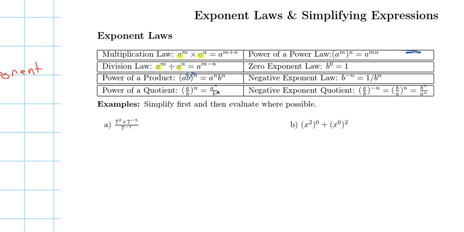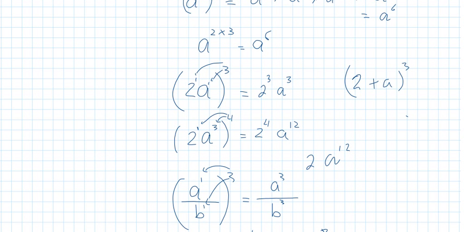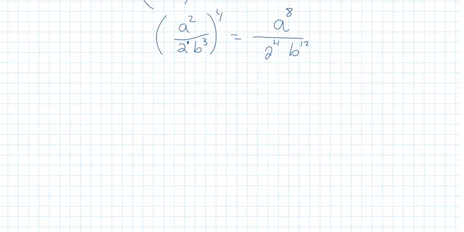we've done 1, 2, 3, 4, 5. Now we're going to the zero exponent law. The zero exponent law says that anything to the power of 0 is equal to 1. There is a reason for that. They did not just come up with it. Let's look at this. A to the power of 3 divided by a to the power of 3.